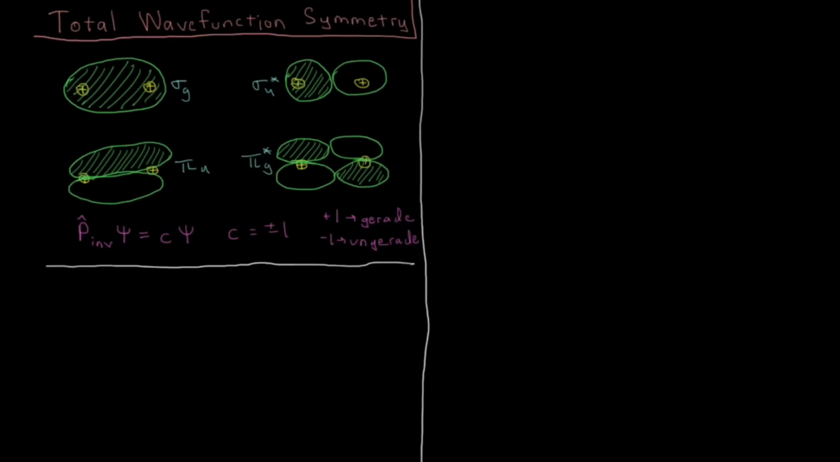We've talked about the inversion symmetry of individual orbitals for diatomic molecules, and now we want to talk about what that implies for the inversion symmetry of the total wave function. So I've got here several types of orbitals which are common in diatomics for the types of first and second row atoms that we looked at.